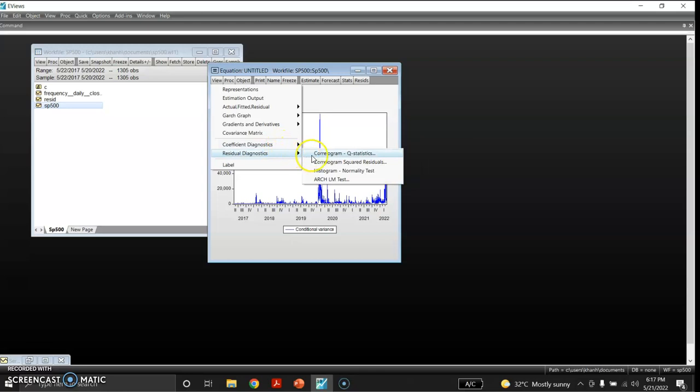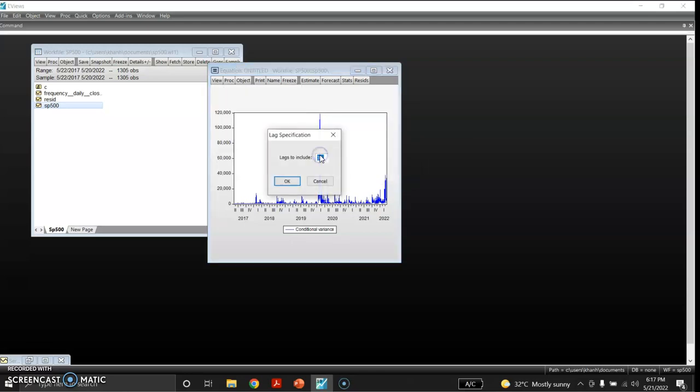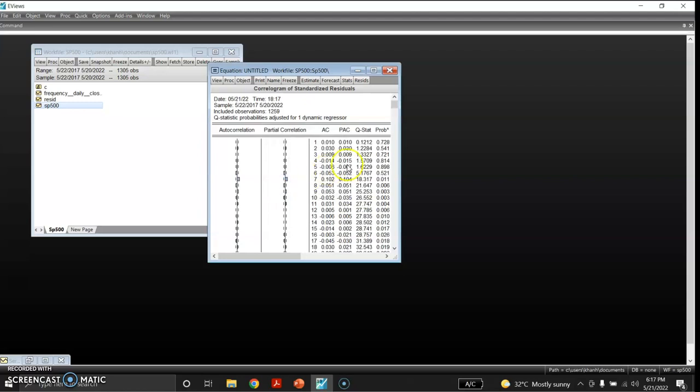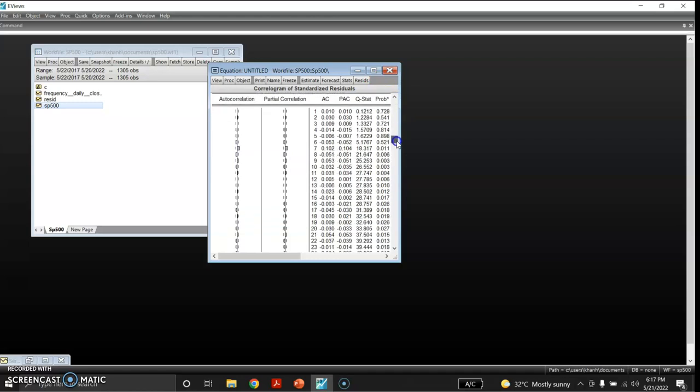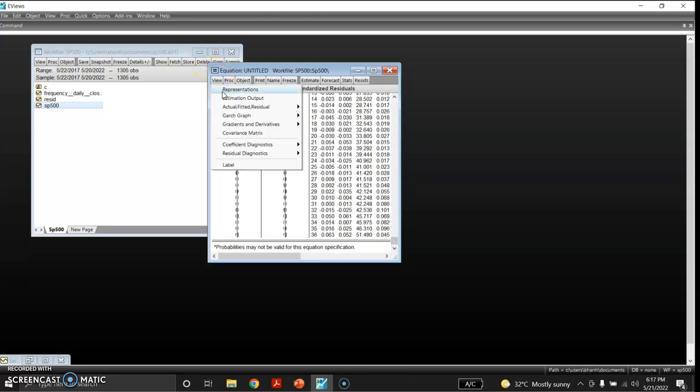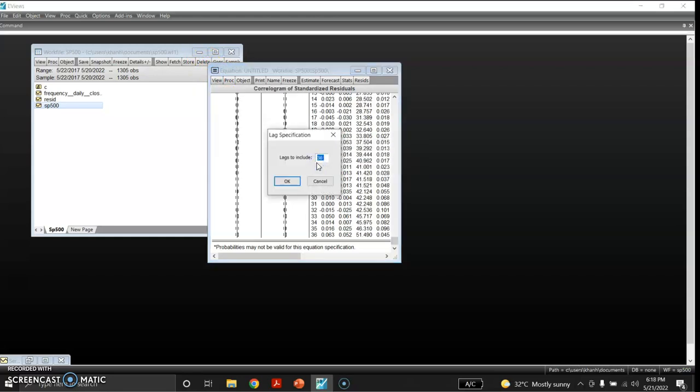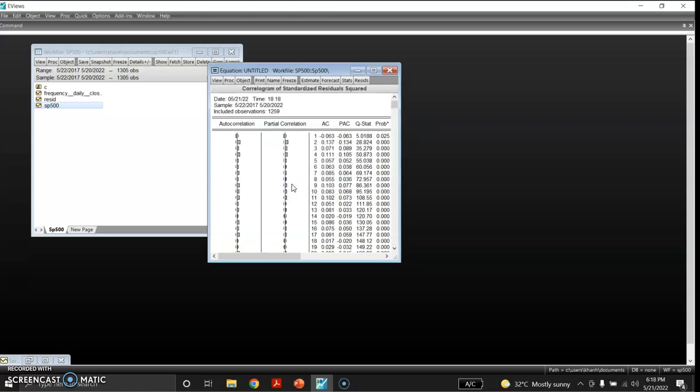residual diagnostics. So first of all, I will check the correlogram with the Q statistics and 36 observations, and if you look at these, all the p values are insignificant up to the 5th lag, and then they are significant at the 7th lag, and so on, and later on. So this is the correlogram, and let me also show you the correlogram squared. This is the correlogram squared.